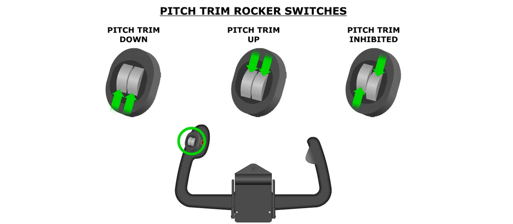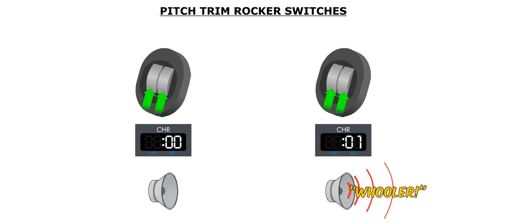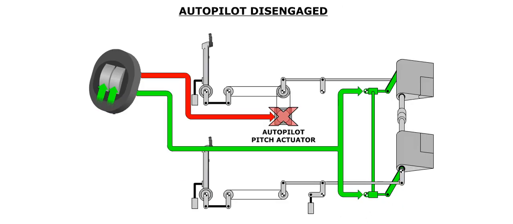It should be noted that the trim switches are spring-loaded to the neutral position. If the normal trim switches are held down in either direction for more than 1 second, an aural ruler alert will sound. If the autopilot is engaged, the actuation of the pitch trim switches will disengage the autopilot.